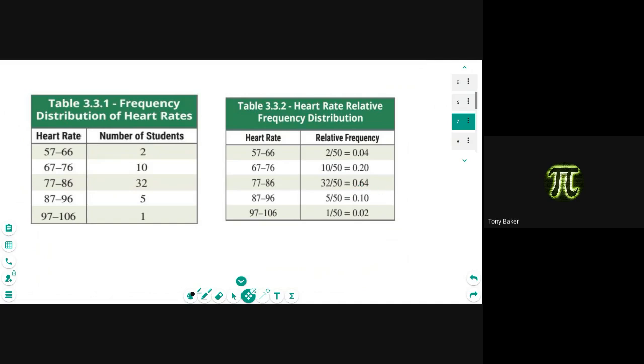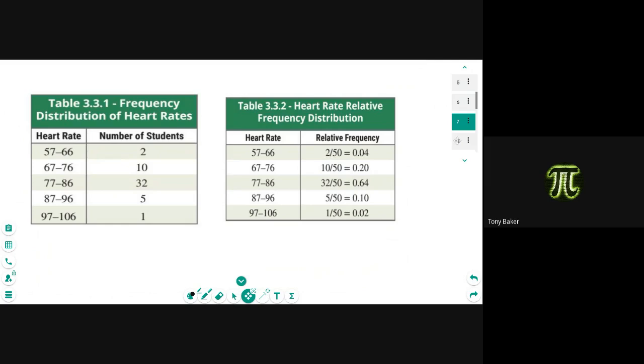Being able to go back and forth between those two is very helpful, and you're going to be seeing those a lot. So just remember, move 2 decimals, you get your percent. So that's a relative frequency distribution. Nothing crazy about it, just divided them to figure that part out.